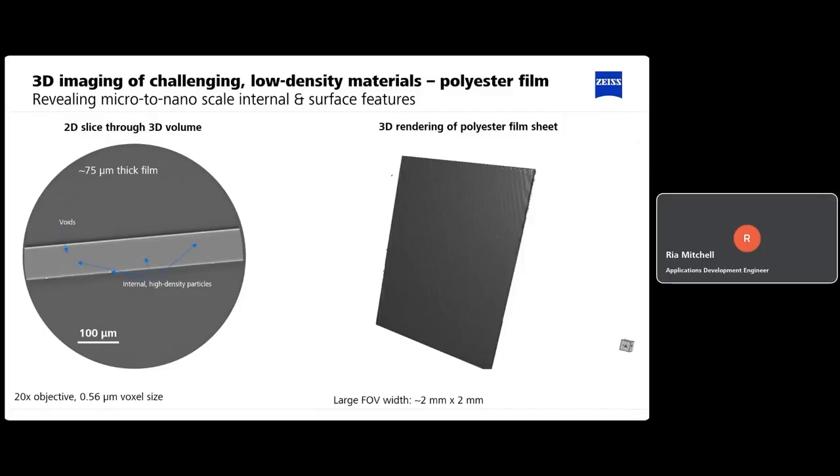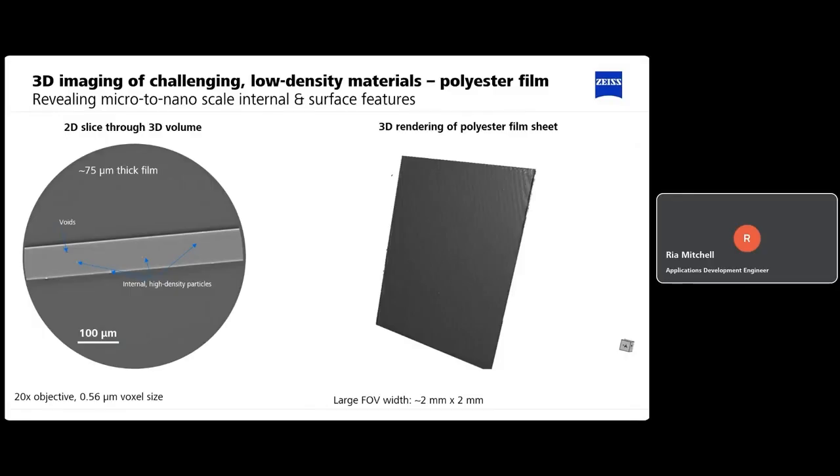I now briefly want to touch on another quite challenging sample to image, which is polyester films. These are obviously very beam sensitive. You'd think they're quite homogeneous and quite boring to look at, but actually they've got quite a lot going on internally.